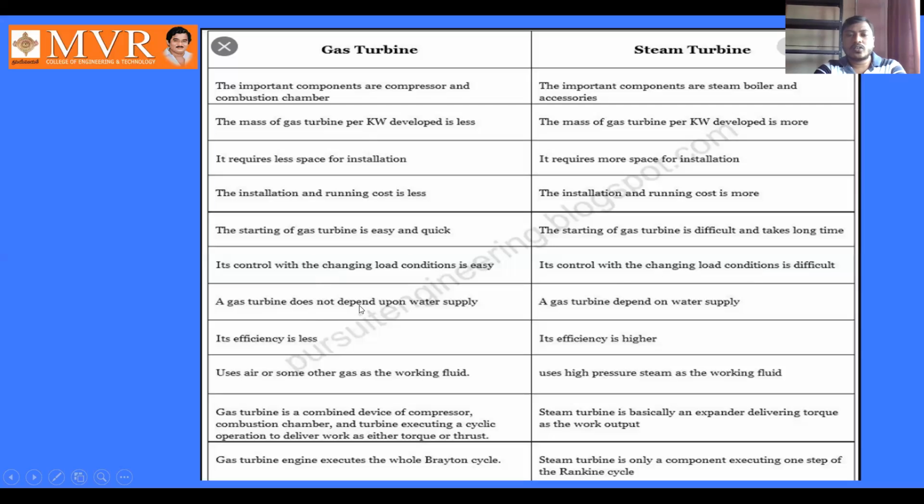A gas turbine does not depend upon water supply. A steam turbine depends on water supply, which we have seen in the different boilers when we studied them. The gas turbine efficiency is less compared with the steam turbine. The steam turbine efficiency is higher. In the gas turbine, we use air or some other gas as the working fluid. The steam turbine uses high pressure steam as the working fluid.